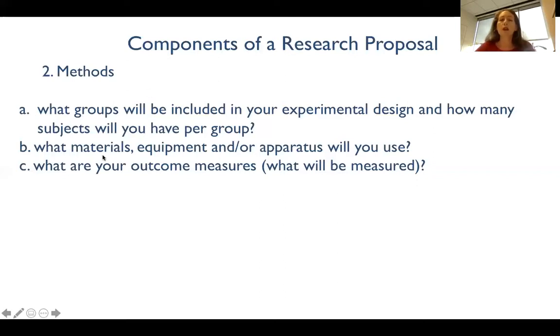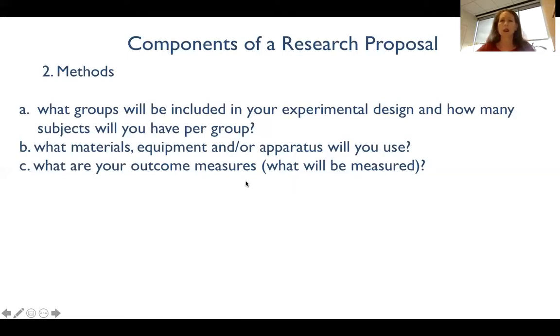You would also want to tell your funding agency what materials, what equipment, what apparatus you will be using. So in my lab, this tends to be things like microscopes and cell quantification software, brain tissue processing equipment. But of course, it's going to look different depending on what your field is.